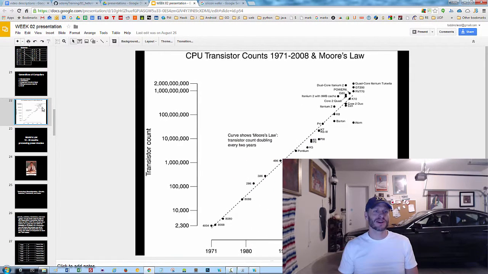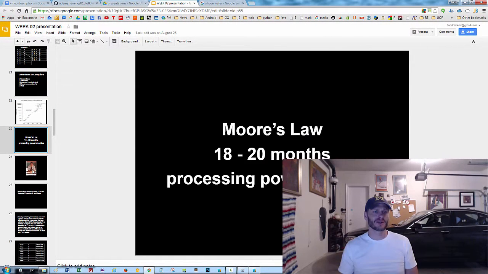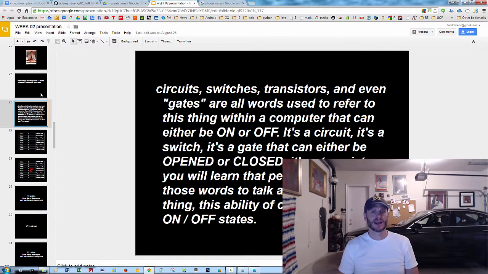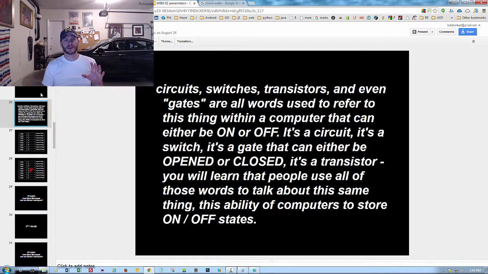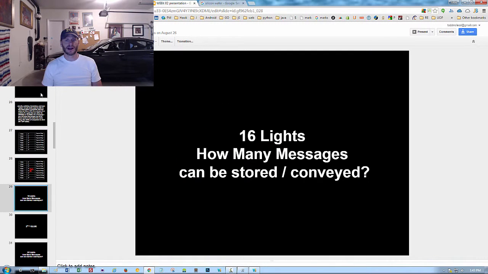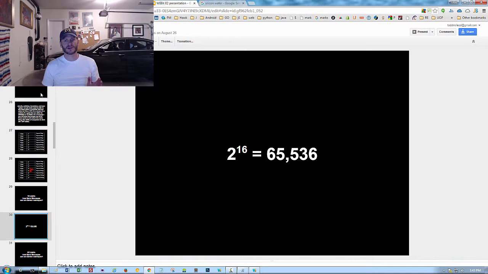So that's Moore's law. That's the generations of computers. That's how computers work. There's Gordon Moore. It's truly an amazing story. Circuit switches, transistors, and gates, those terms can all be used interchangeably. And I'll let you pause the video right here and read this, because this helps explain that a little bit. And here's that thing, one light, how many things can we represent? So you can pause the video here and check that out if you want. And 2 to the n is the secret to figuring that out. And so if we have 16 lights, we could store 65,000, right?